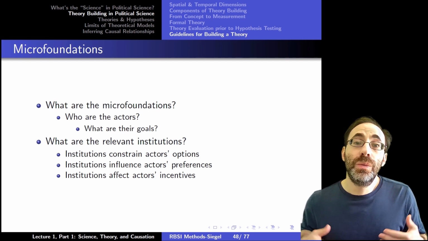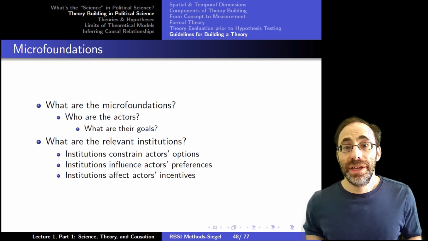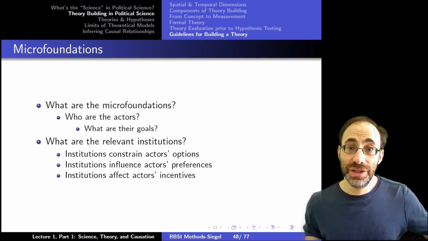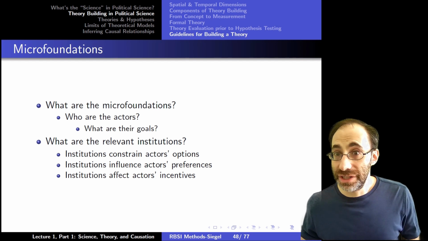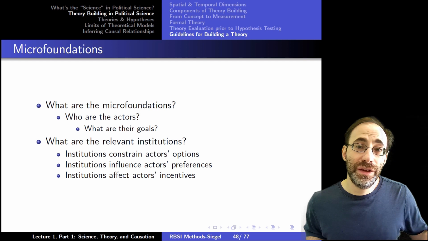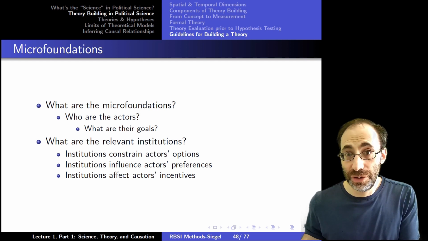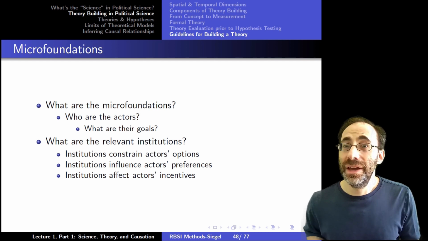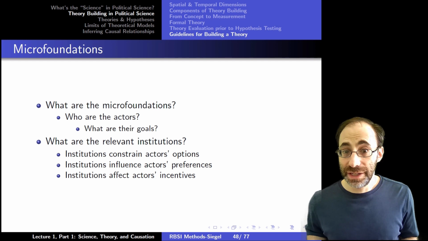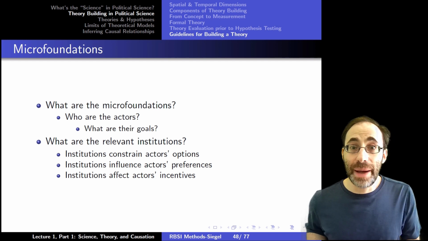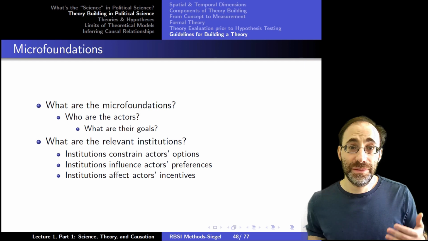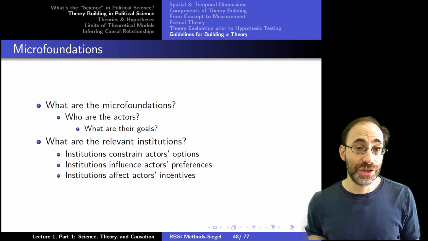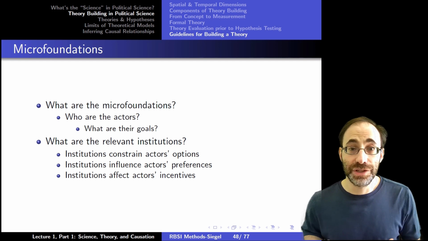Besides the actors and their goals, we also talk about institutions. Institutions can be anything from a formal institution like the Congress or the Constitution or some intergovernmental organization to more informal institutions like large-scale social norms that change our behavior. In general, institutions can have multiple effects. One is that they constrain actors' options. Right? The Constitution lays out rights and responsibilities, and that constrains what individuals can do. The law is an institution that also constrains our actions we can take without suffering consequences.